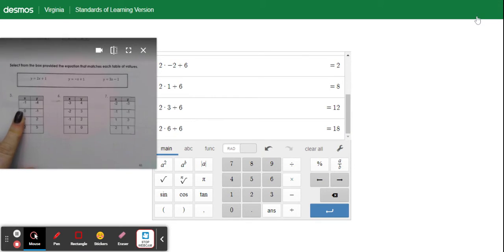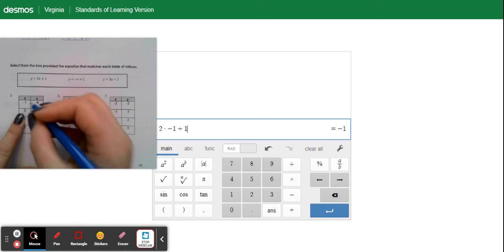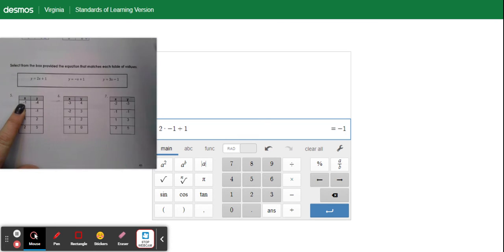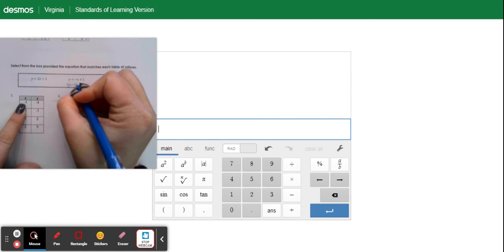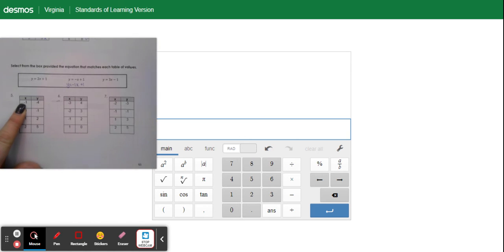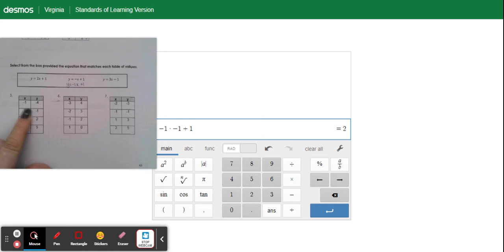I'm going to use Desmos. Clear all here, and I have x equals negative 1. So does 2 times negative 1 plus 1? No. 5 is not that. So let's see for our next one. Remember, this is y equals negative 1x plus 1. So does negative 1 times negative 1 plus 1 equal negative 4? That one doesn't go with number 5.